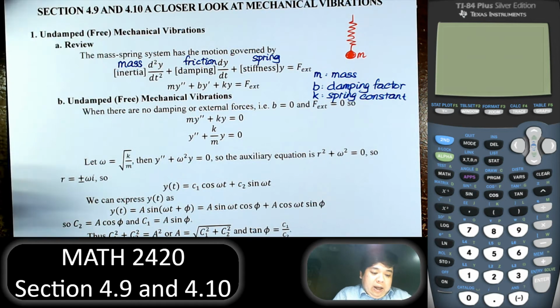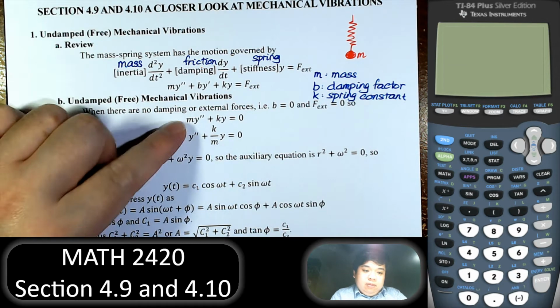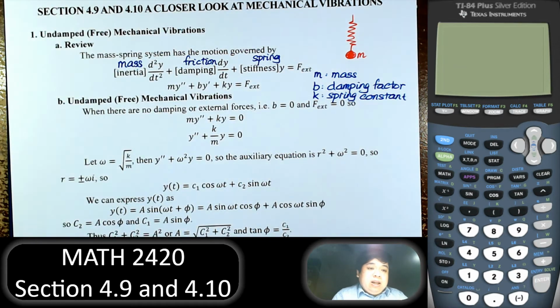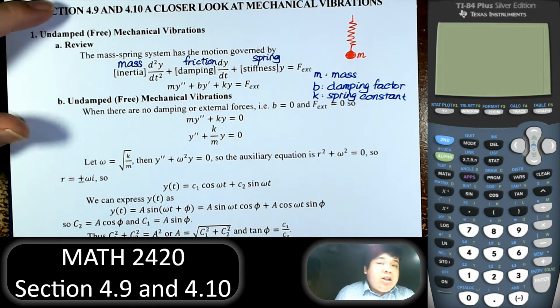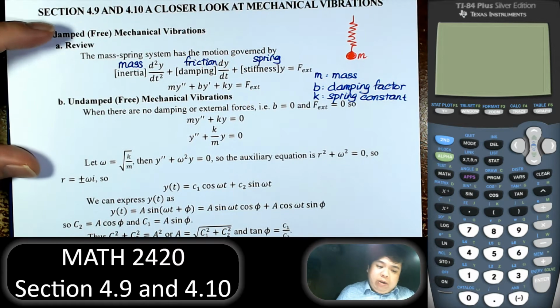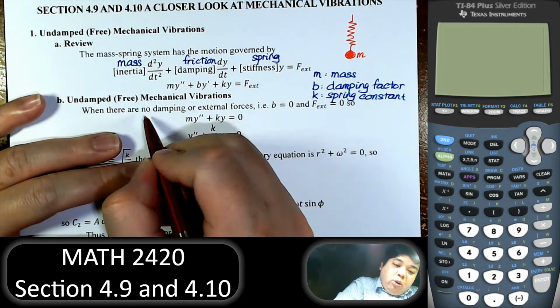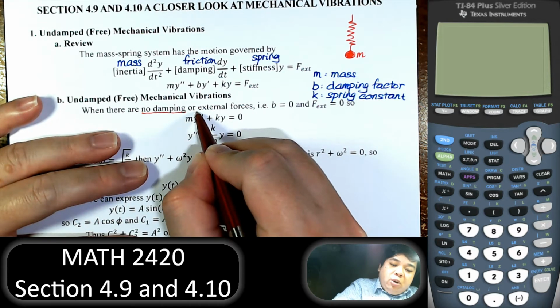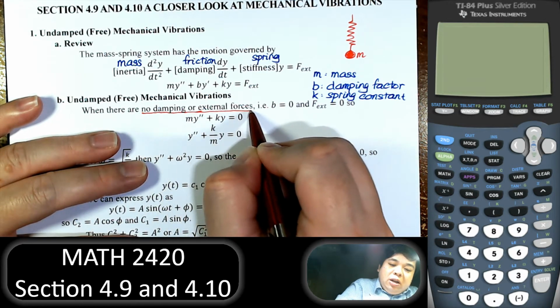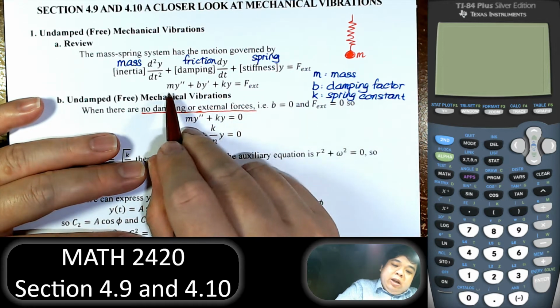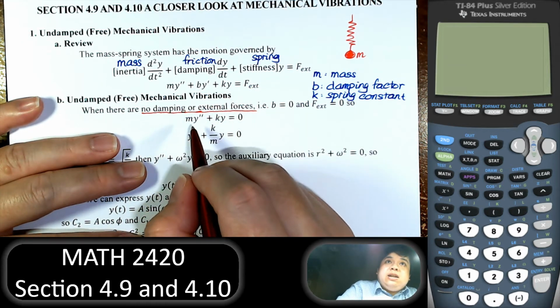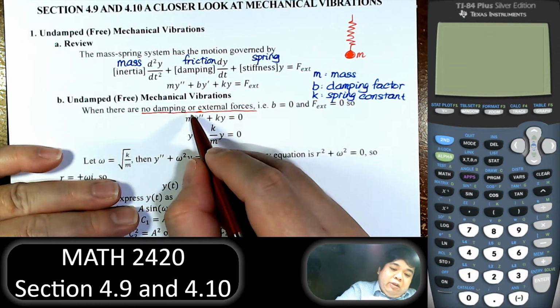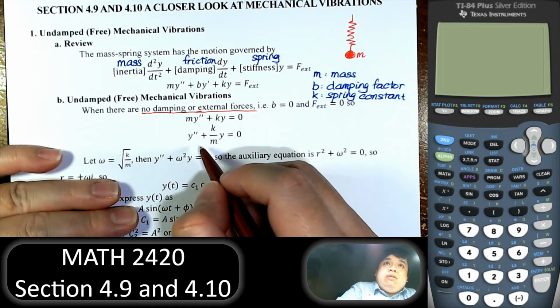Now, like I said, we will study different cases of M, B, and K, which result in different types of solution. The first is when we have no damping, meaning that B is equal to 0, and no external force, meaning the external force is equal to 0. So this equation becomes just that.